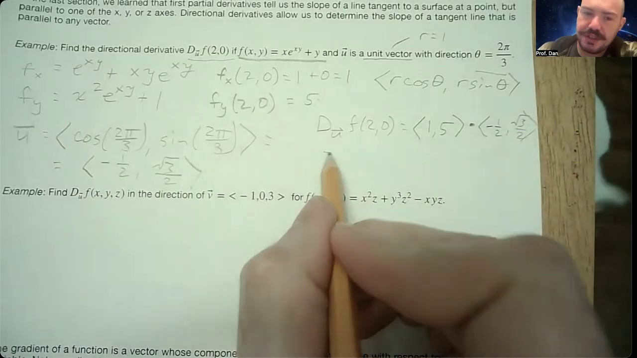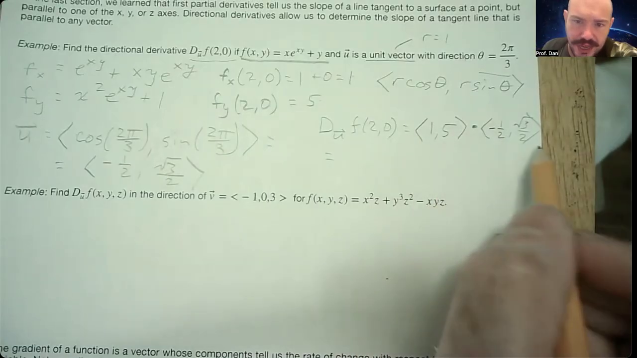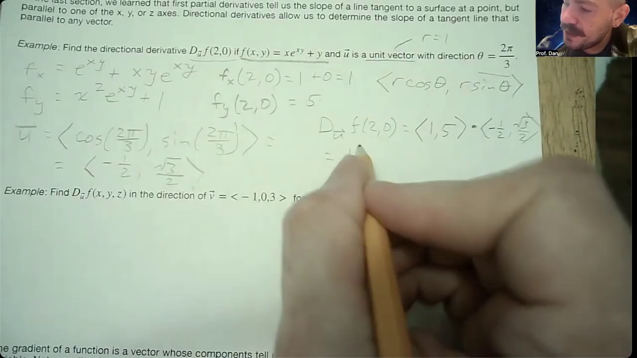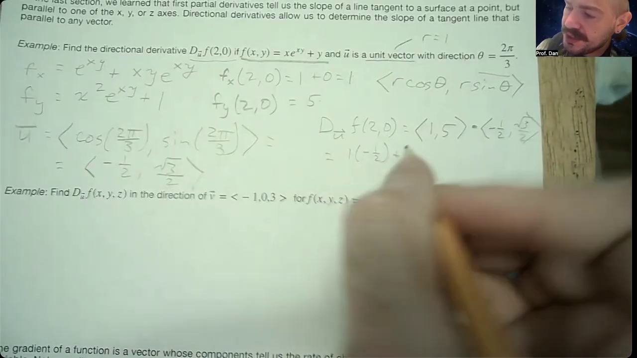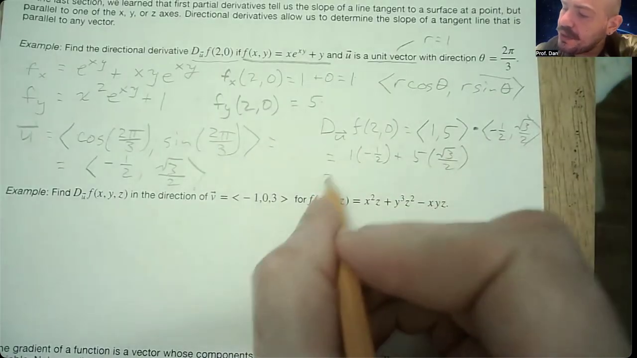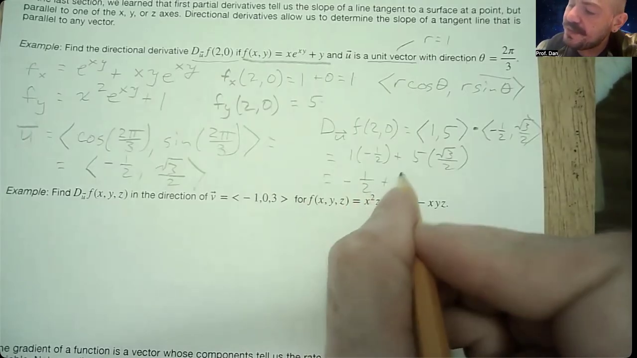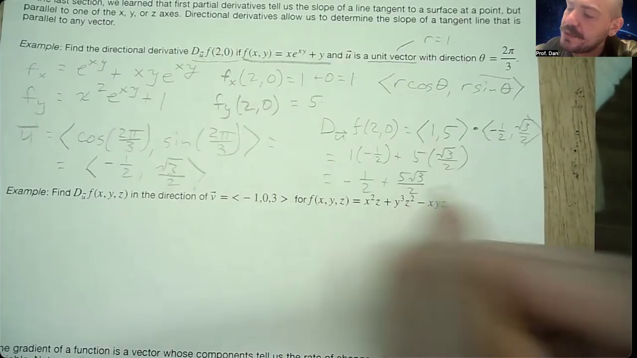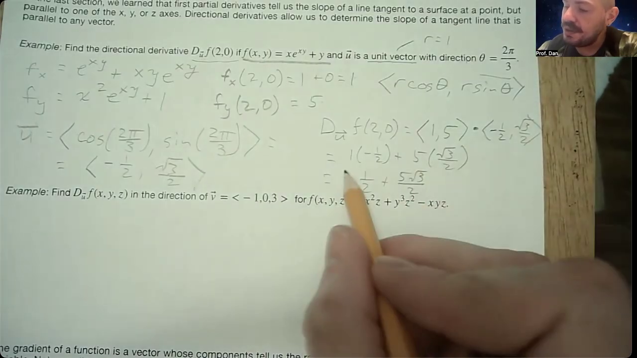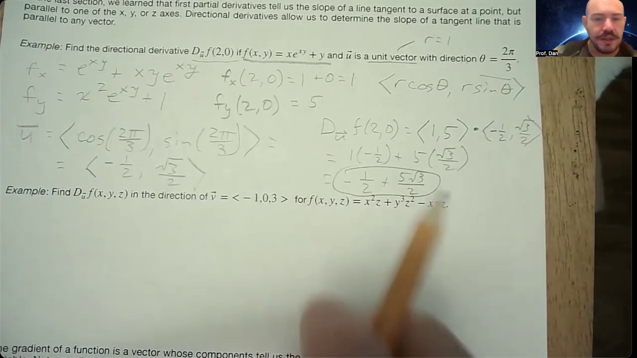Now, when I take the dot product, remember you're just multiplying x times x plus y times y. So we get 1 times negative 1/2 plus 5 times root 3 over 2. Altogether, we get negative 1/2 plus 5 square root 3 over 2. You could write that as a single fraction if you wanted: 5 root 3 minus 1, all over 2, but you don't have to.